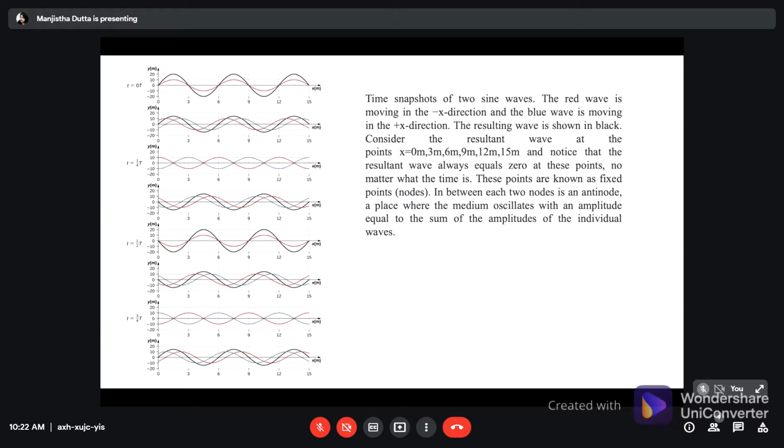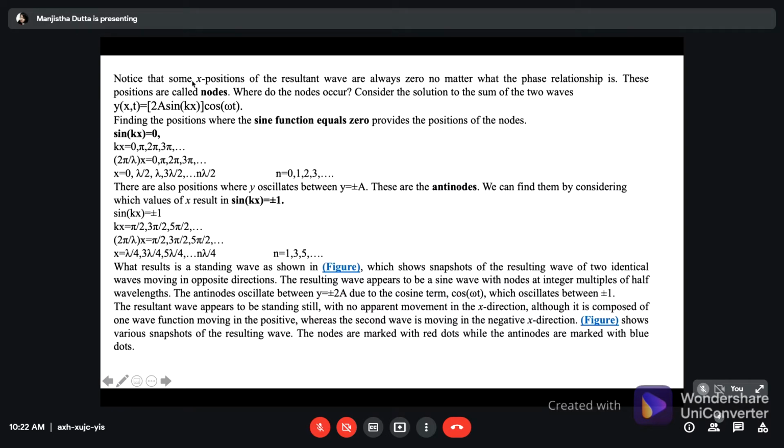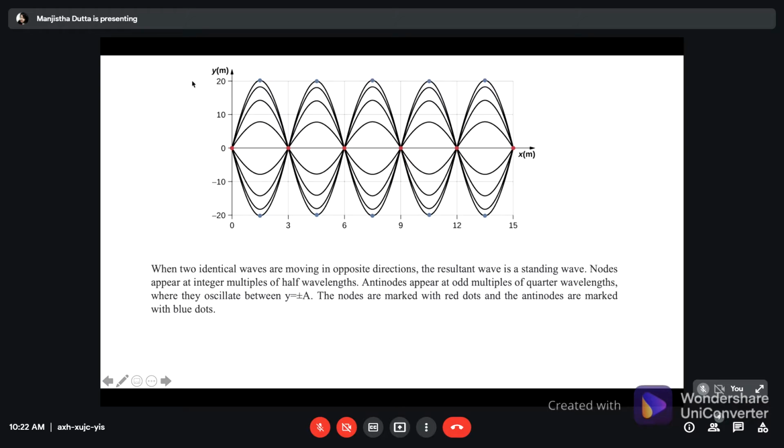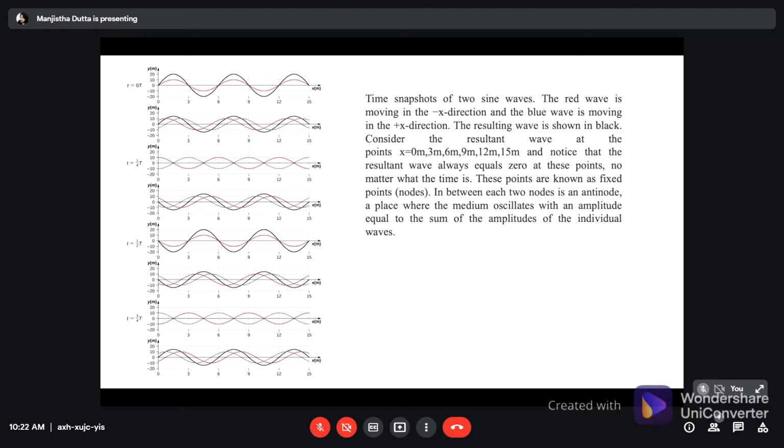So I hope you can see this. Can you see this picture? For different times, t equal to T by 4, T by 2, 3/4 T, we are getting this kind of superposing waves. So the one point, you can see these things.